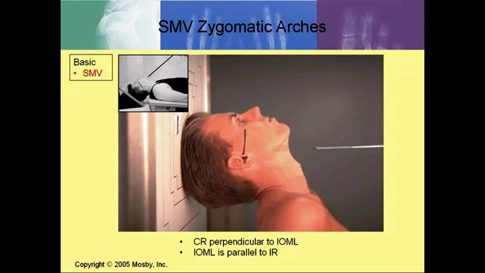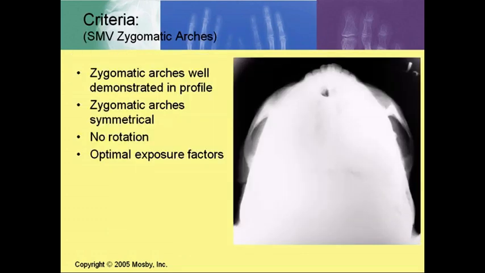You can see here the head has to be extended back, with the infraorbitomeatal line being parallel here to the image receptor and perpendicular to the central ray. And as we look, they sometimes refer to this as like a bucket handle, but we should be able to see each side free of superimposition and demonstrated laterally.